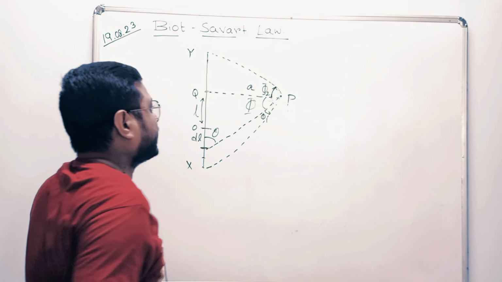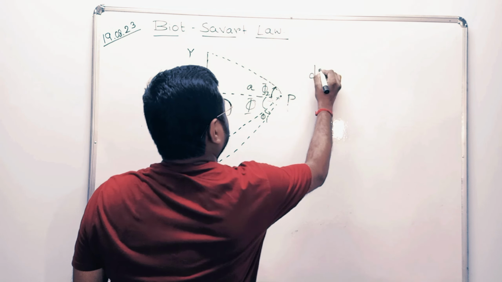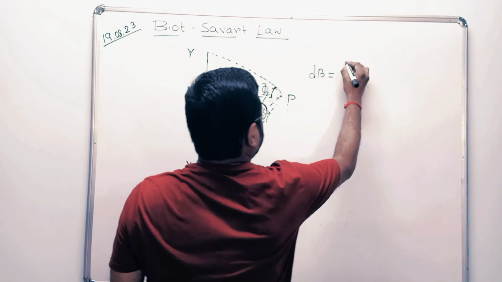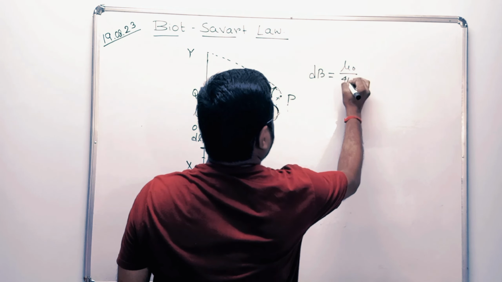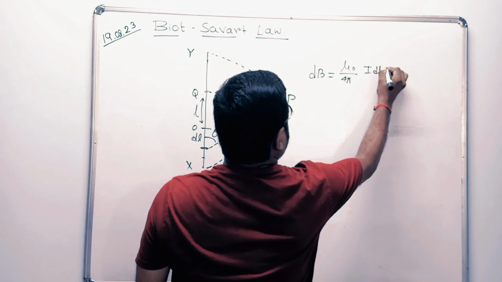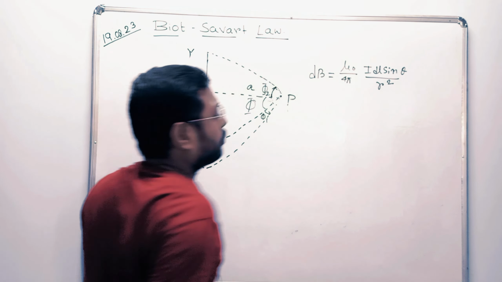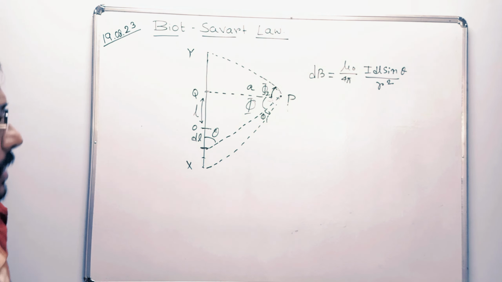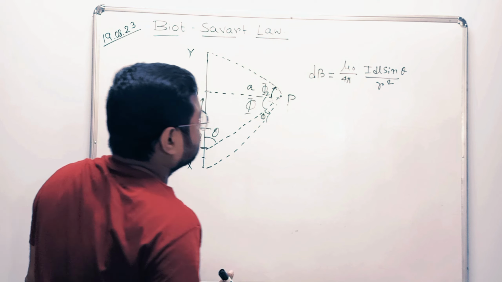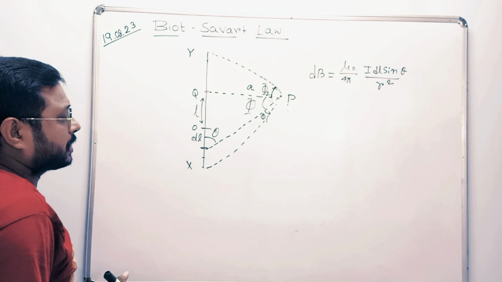So, according to Biot-Savart law, we know that the magnetic field is given by dB equal to mu naught by 4 pi, I dl sine of theta divided by r square. You know this formula very well. dB equal to mu naught by 4 pi I dl sine theta by r square.